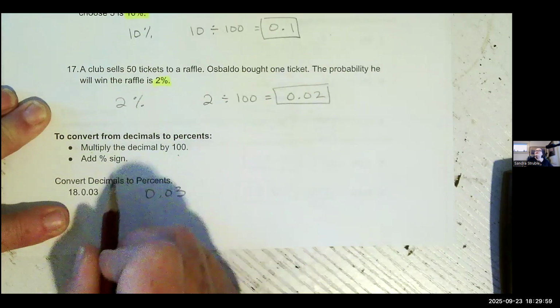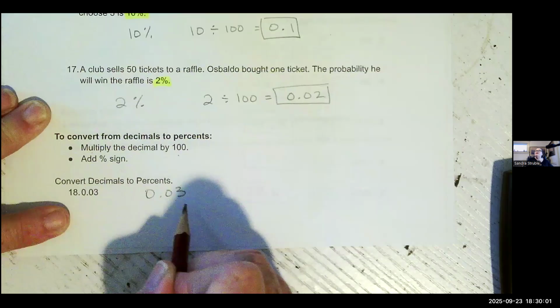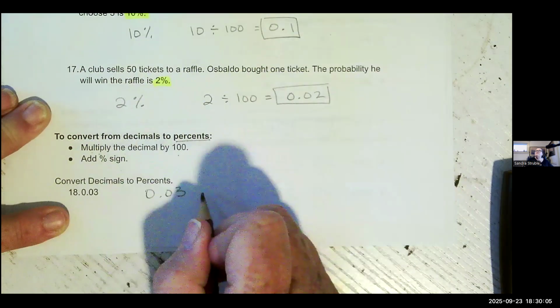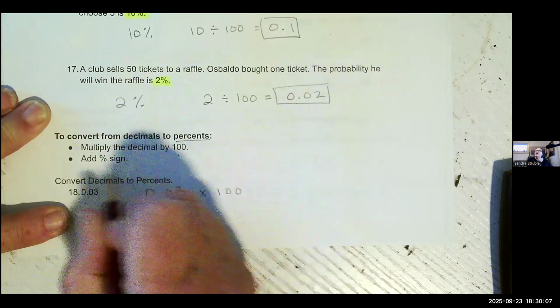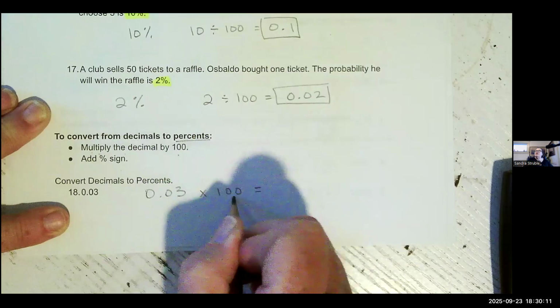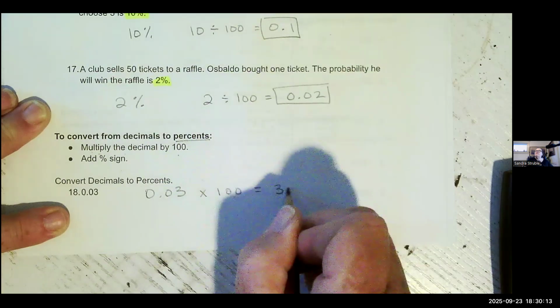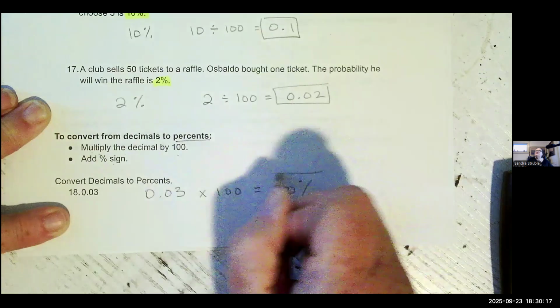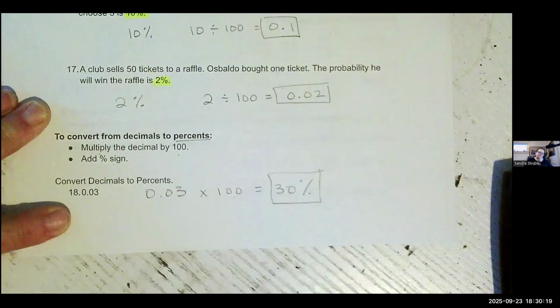And to convert it from the 0.03 to a percent, we have to multiply it by 100 and add the percent sign. 0.03 times 100 is 3, and then add the percent sign. There's my answer. Let's continue.